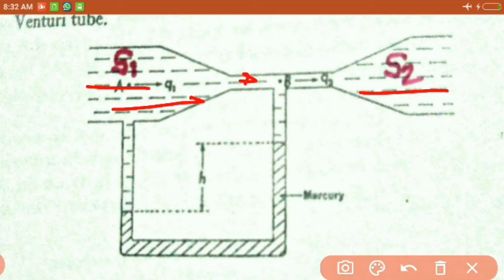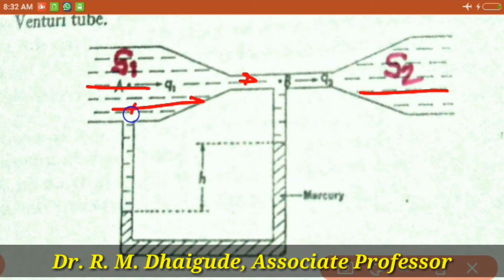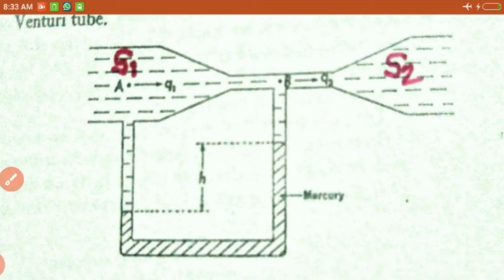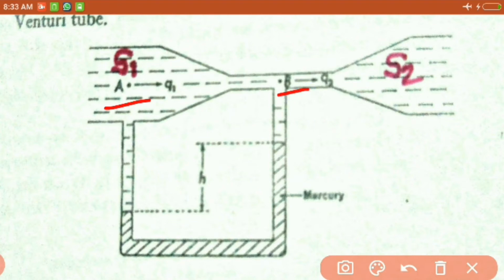A U tube, serving as a mercury manometer, is inserted between the broad and narrow sections at A and B. Here is a narrow section, and here is a broad section. At point A there is a broad section, and at point B there is a narrow section.